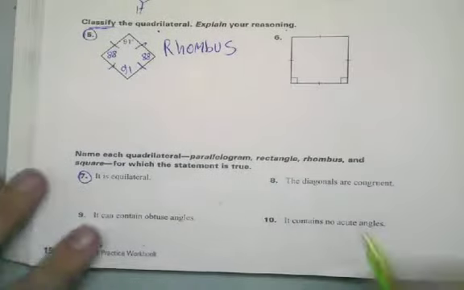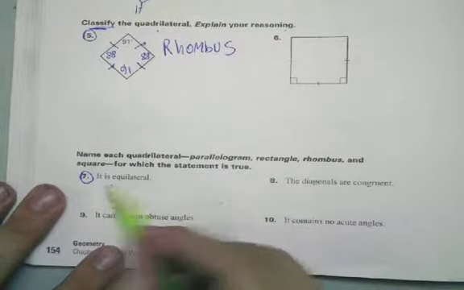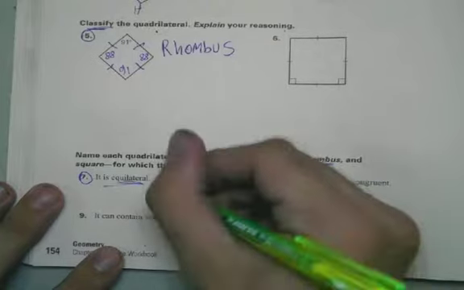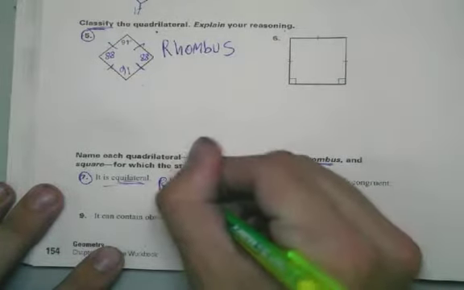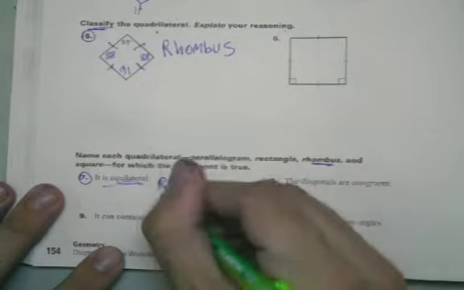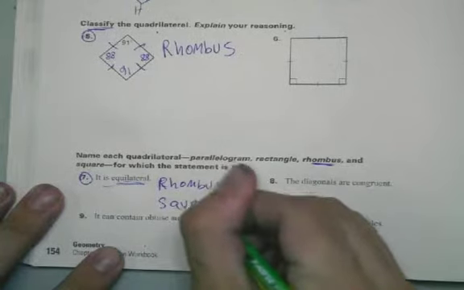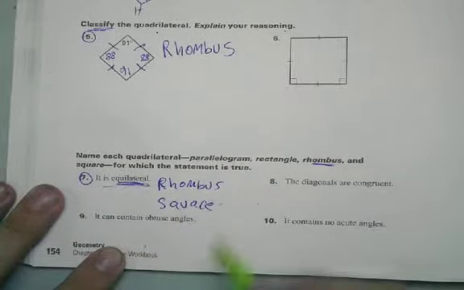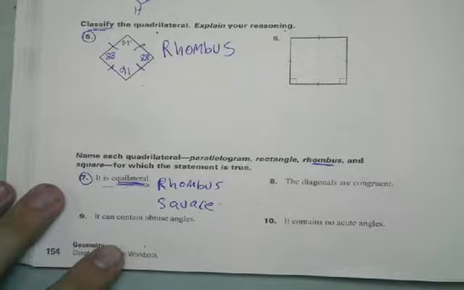Okay, now let's move on to this one down here. Name each quadrilateral. If it's equilateral, what does that mean? That means it could be a rhombus, or it could be a square as well, because equilateral means all sides are equal, and a square and a rhombus have all sides that are equal.